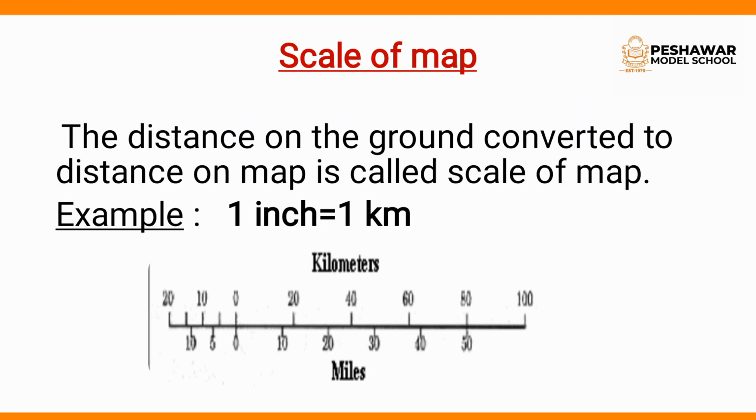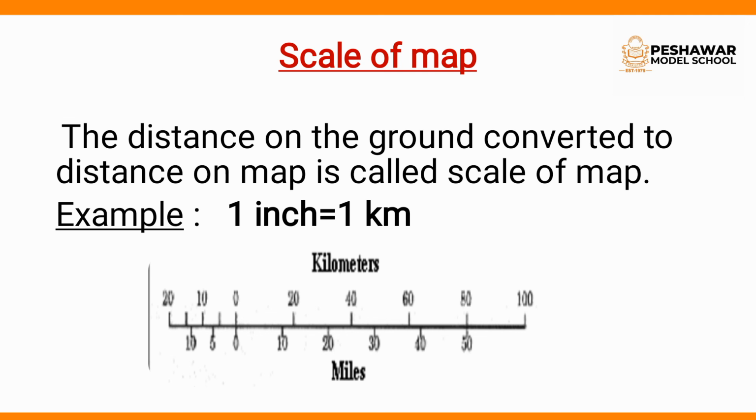Scale of map. Scale is actually the distance on the ground converted to distance on the map. It is called the scale of the map. For example, if the ground distance is in kilometers, first of all we must convert these kilometers into inches or centimeters, then we will be able to draw a map on a flat sheet of paper. So 1 inch is equal to 1 kilometer. For example, a 1 kilometer distance on the ground will be converted to 1 inch, and then we are able to draw a map. So this is called the scale of the map, which is the main difference between a globe and a map.